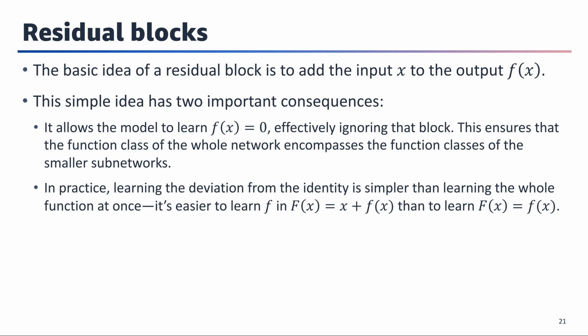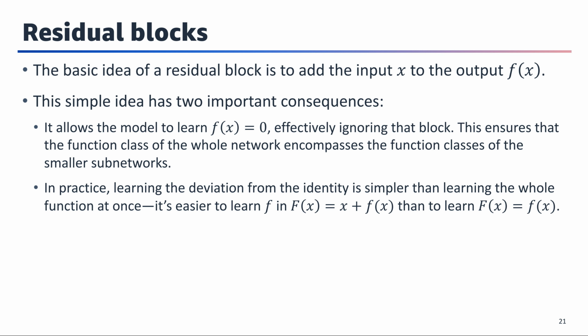The basic idea behind residual blocks is to add the input x to the output f of x of the block. This simple concept has two crucial implications. Firstly, it allows the model to effectively ignore a particular block during training by learning f of x equals 0, ensuring that the overall network's function class encompasses the function classes of its smaller subnetworks. Secondly, in practice, learning the deviation from the identity mapping is simpler than learning the entire function from scratch.